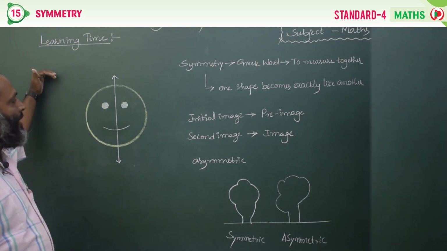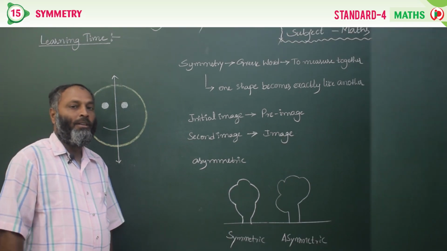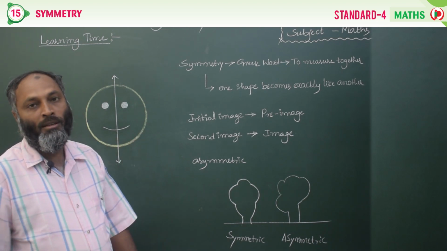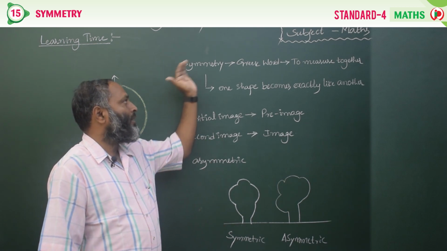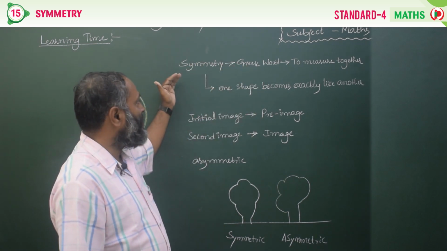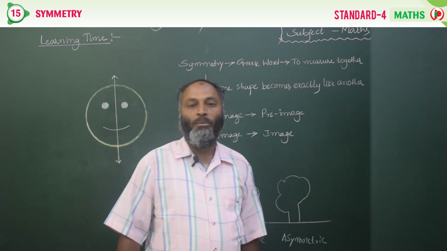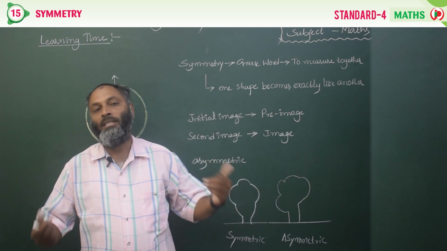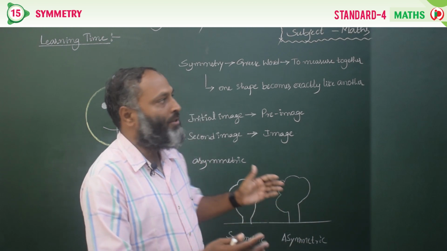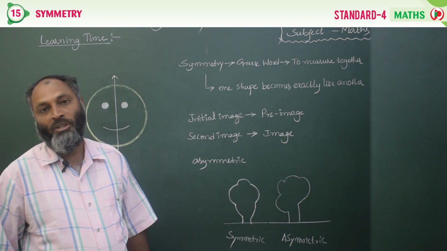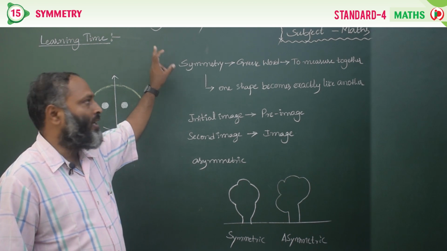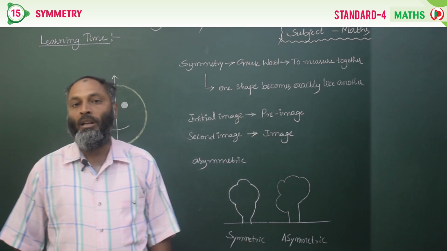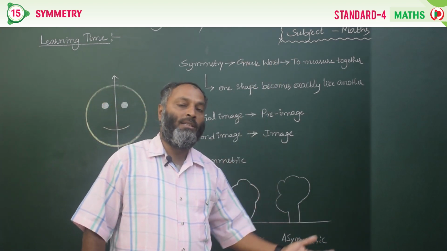So now students, here in the learning time, we are going to discuss symmetry. What is symmetry? Where does the word symmetry come from? This word comes from the Greek word. Symmetry means to measure together. Together means measuring two shapes together, whether they are identical shapes or different shapes. So we should measure them together. That is symmetry. This is a Greek word, and its meaning is to measure together, how the two shapes are, how the two lengths are.